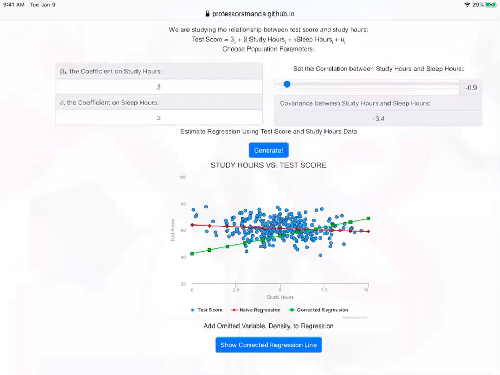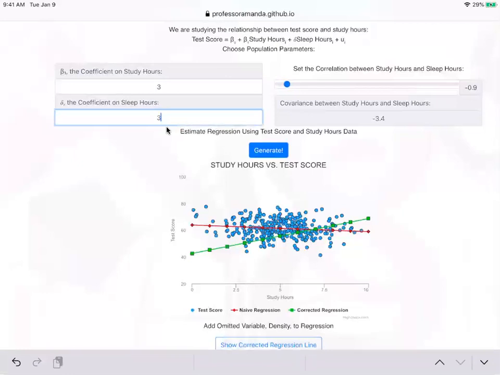But having used this basic example, we can come back and play around more with the parameters, right? And reinforce this point that omitted variable bias occurs when you have an omitted variable that A is a determinant of your outcome and B is correlated with the regressor of interest. So what if it were the case that more study is associated with less sleep and vice versa? In other words, the correlation is negative. But what if sleep didn't have any impact on test scores and we put a 0 in here for delta?